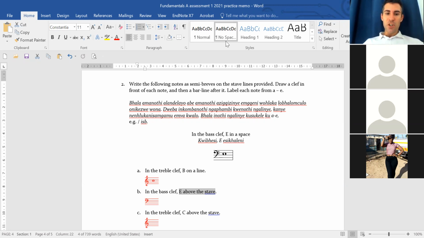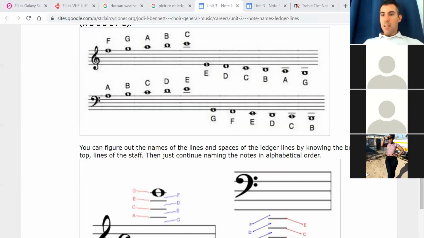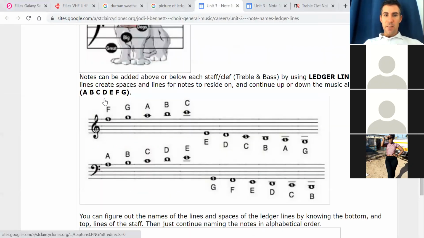I'm going to stop sharing here and show you that picture again so that you can see which one. Oh, it doesn't have it here. Okay. Let me just find the picture that has it for you. Picture of ledger lines. Here we go. Sorry, I've just got to get this up for you. Screen. Right. Can you see this picture over here?